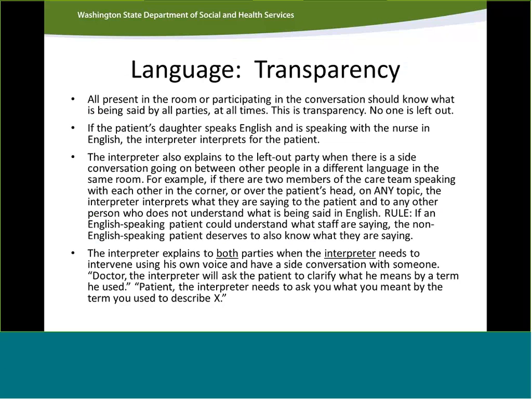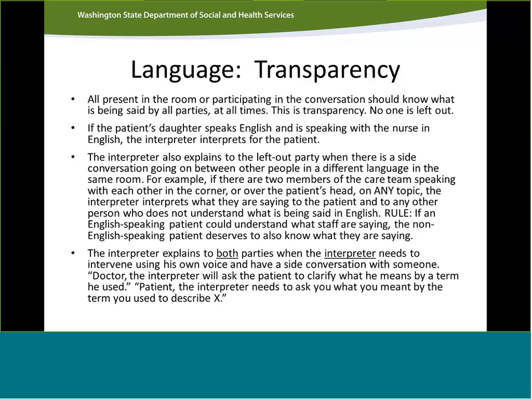So let's talk a little bit more about transparency. Transparent in normal English means we can see through it, like a window. There's nothing hidden on the other side. Patients often feel maybe even endangered, but certainly left out if there's a conversation between English-speaking care team members on the other side of the room, or even if the care team member is talking to the family member in English and the patient is sitting there with everybody else discussing what's going on with the patient, but he himself can't understand the conversation. That would be a lack of transparency.